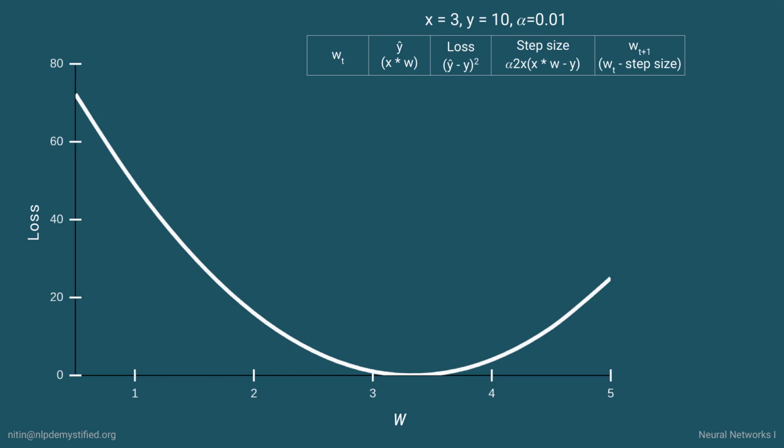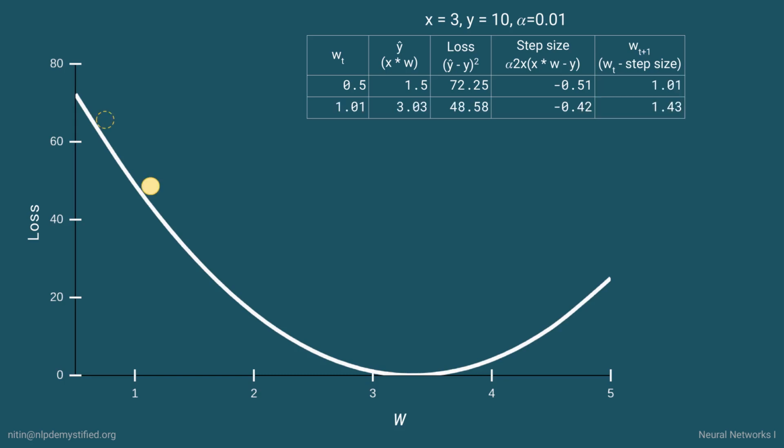So here we've set x to 3 and y to 10 as before, and the learning rate alpha is set to 0.01, which is a popular default, and I've pre-plotted the loss function to help with visualization. Say we start randomly with a w value of 0.5. If we calculate all the other cells, we get a loss of 72.25, which is plotted as a circle on the graph. We also get the next w value to try according to this algorithm, which is 1.01.